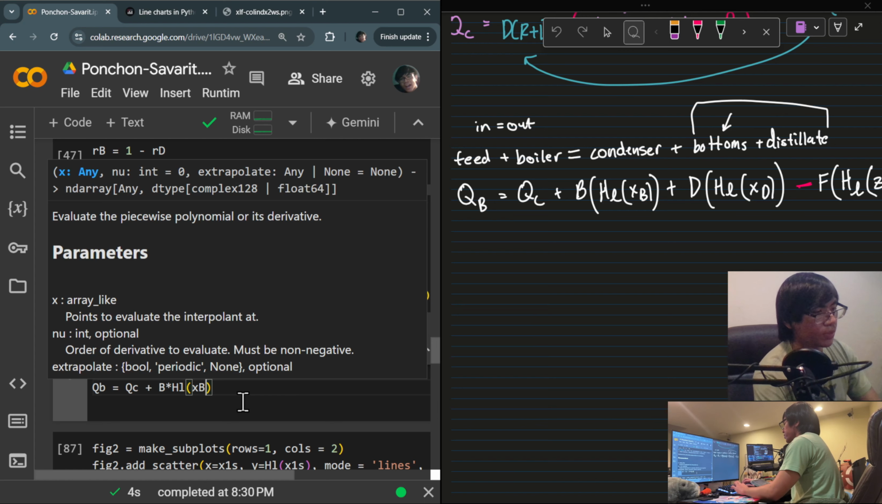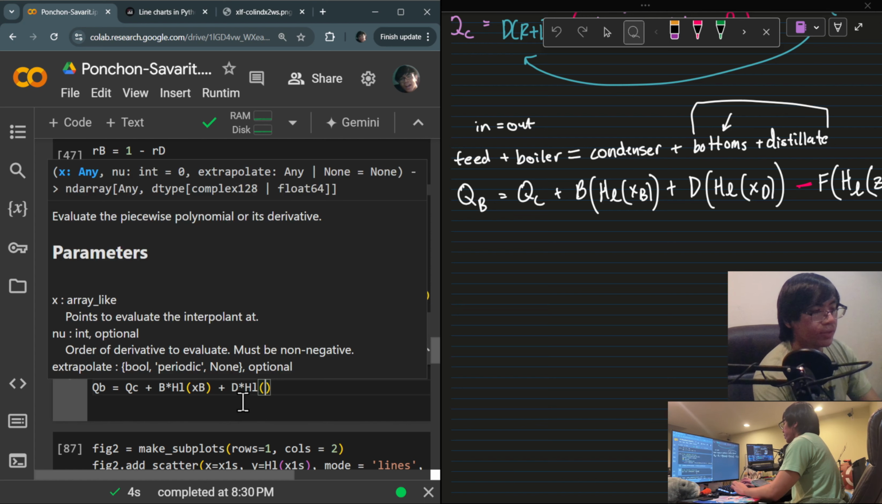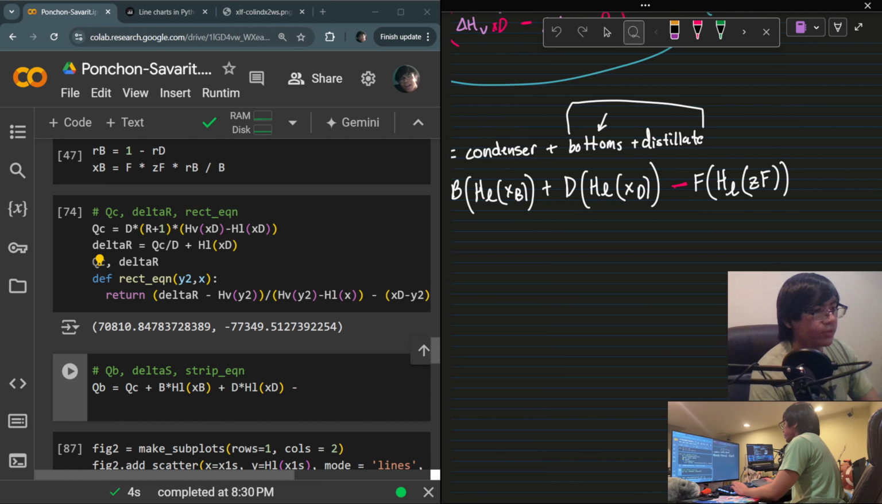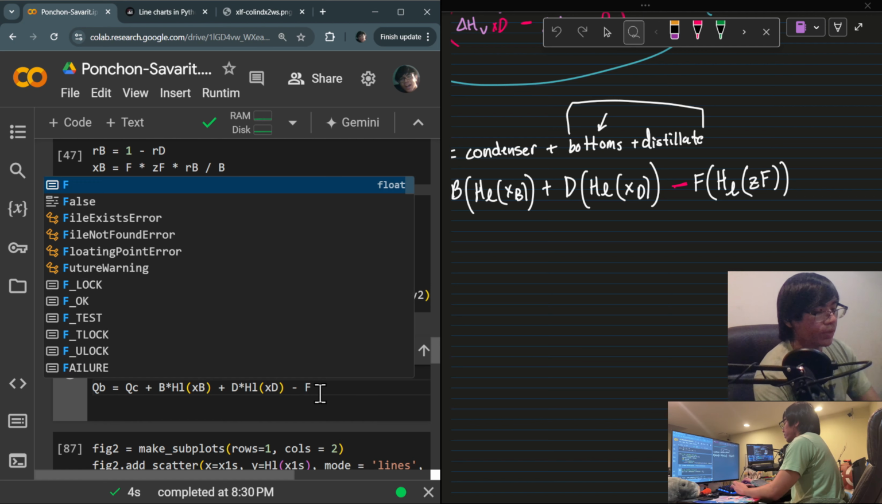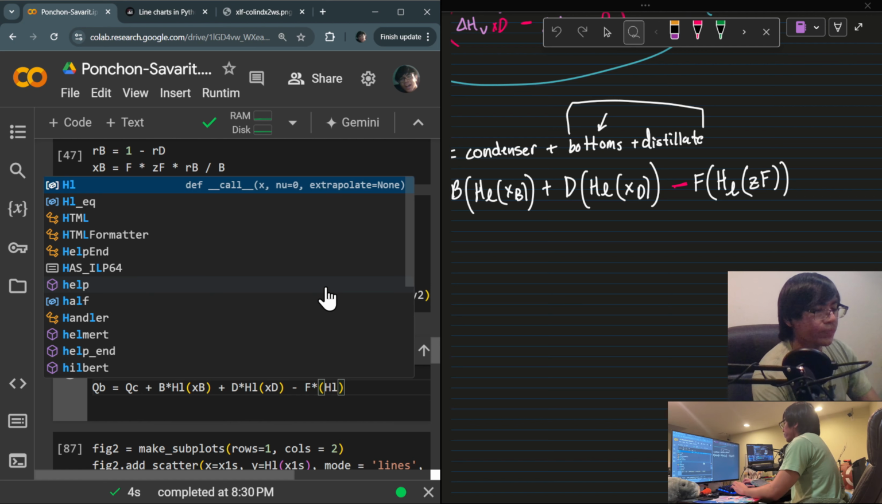The bottoms, interpolate liquid enthalpy from the bottoms. You add that to our distillate. Again, interpolate liquid enthalpy from the distillate this time. And then we subtract our feed, minus our feed flow rate times our enthalpy of liquid. Our feed was all liquid, so we use enthalpy of liquid.